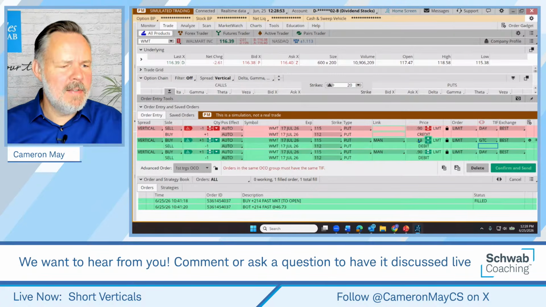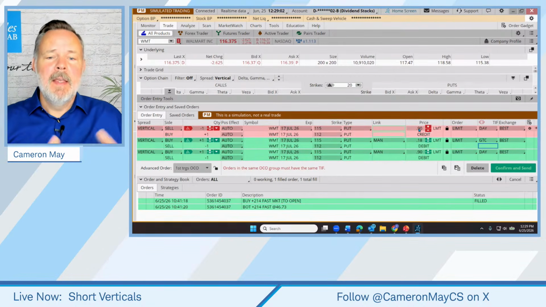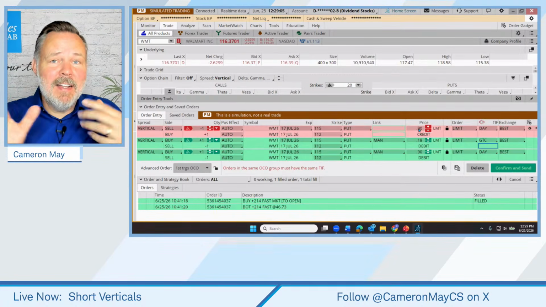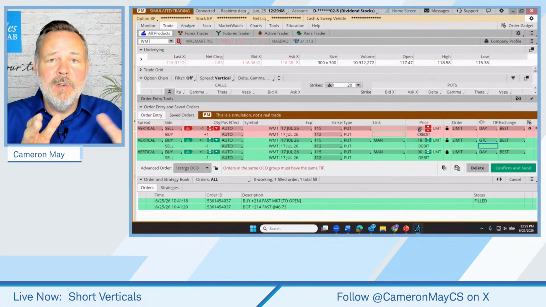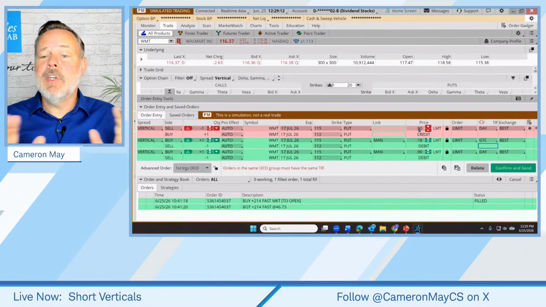Why did I choose 18 cents? Well, that's actually 20% of the original credit received, assuming we get a 90-cent credit. If we collect 90 cents to get in and we only spend 18 cents to close it up, that means we kept 72 cents, which is 80% of the original credit. That's just as an example.